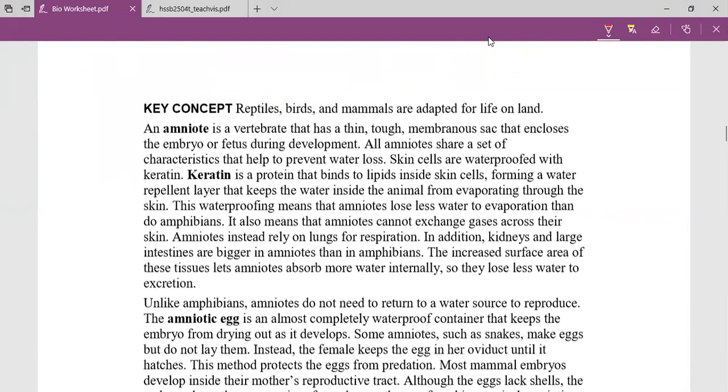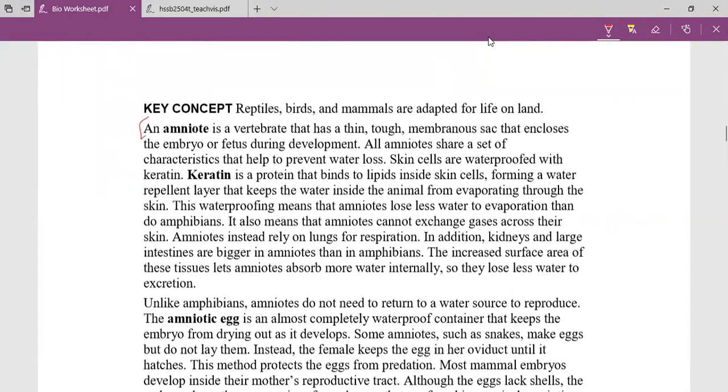Reptiles, birds, and mammals are adapted for life on land. An amniote is a vertebrate that has a thin, tough, membranous sac that encloses the embryo or fetus during development. You get what I'm saying? An amniote is a what? It's a vertebrate that has a thin, tough, membranous sac that encloses the embryo or fetus during development.